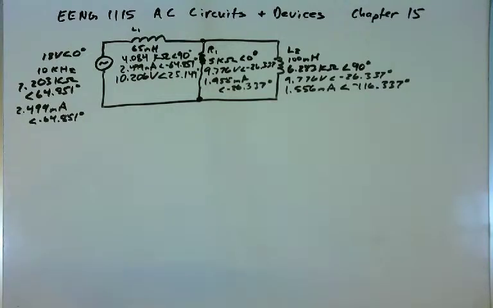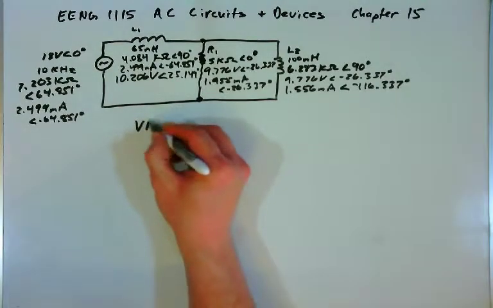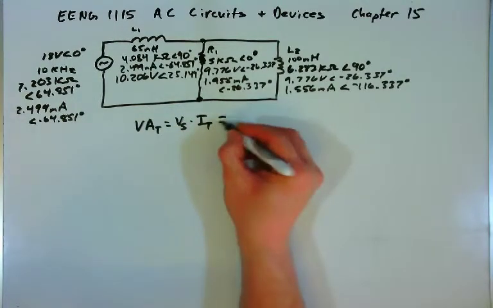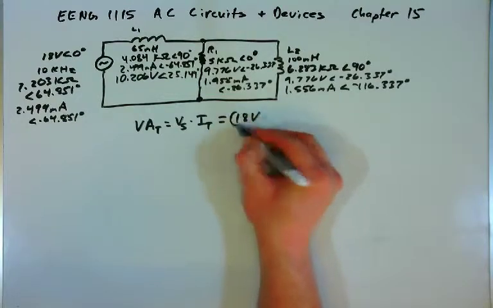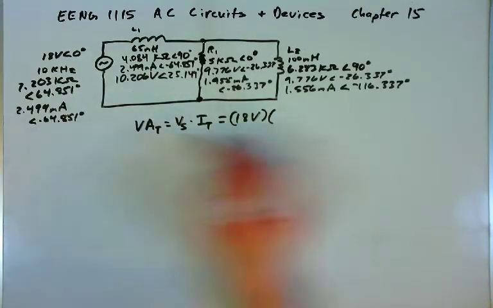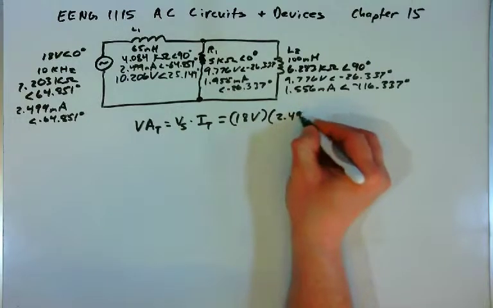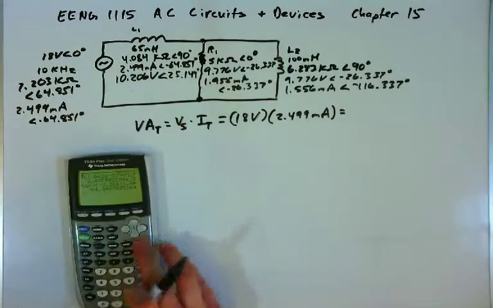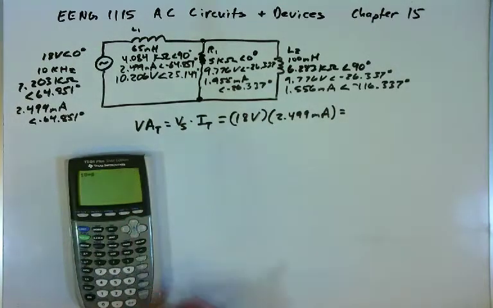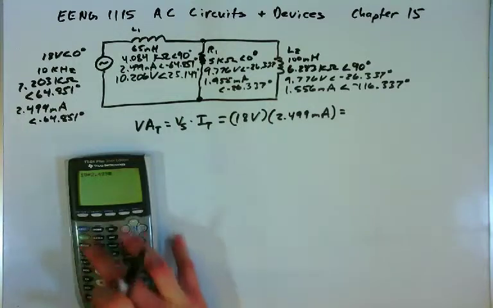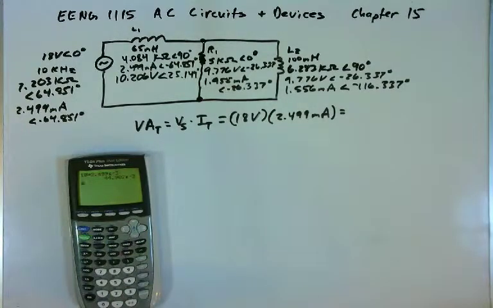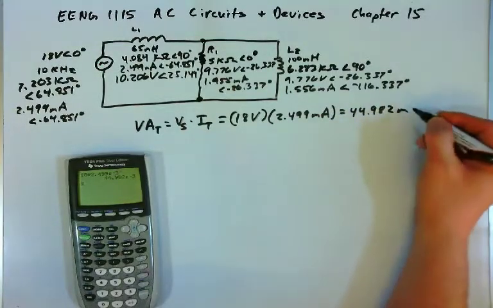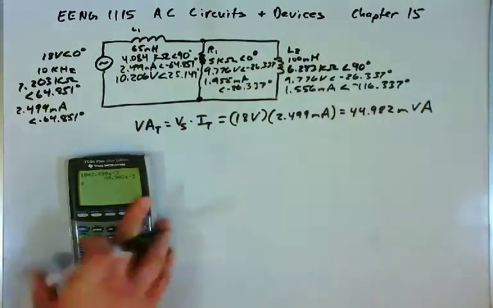Now that we know we have the correct answers for currents in the circuit, we can look at the power for the circuit. We'll start with the total power. Let's find the volt amps total first, which is source voltage times total current without regard to any angles. Source voltage is 18 volts. Total current is 2.499 milliamps. And so we get 18 volts times 2.499 milli, and we get 44.982 milli. That'll be volt amps.